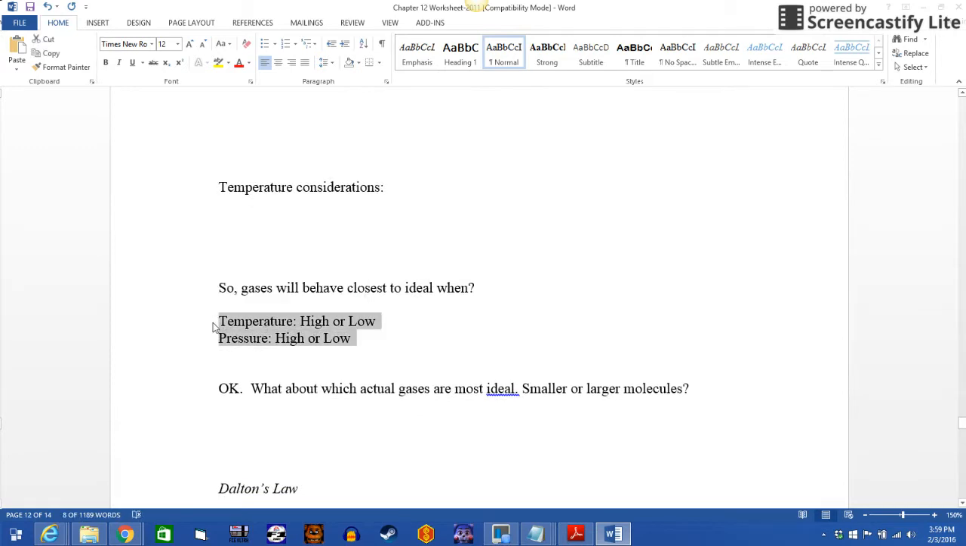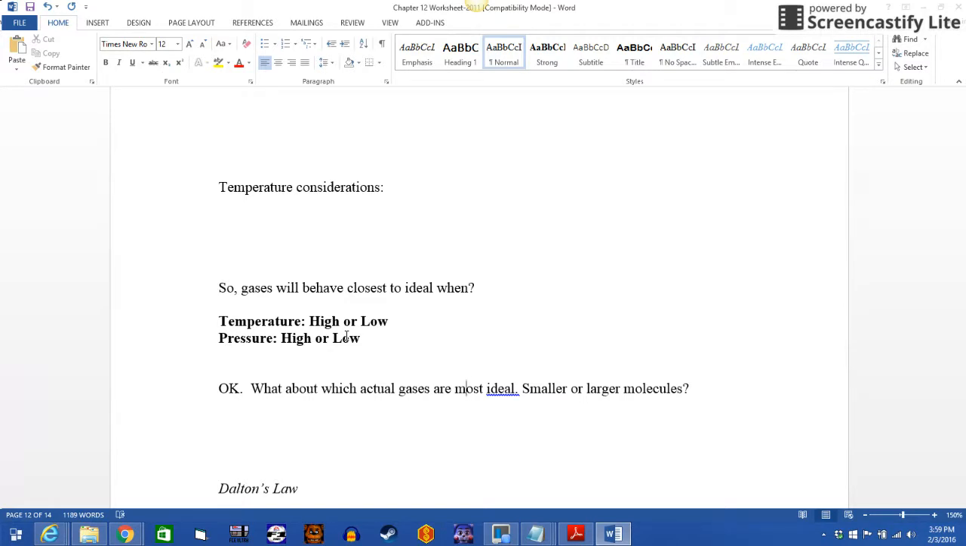So these are the things I want you to be able to write down. Should it be high or low temperature, and then high or low pressure? When will a gas behave most ideal? And for that, I need you to think about attraction. When will a gas be able to interact with other molecules? At high or low temperature, when will it have more chance to attract? Or at high or low pressure, think about how many molecules are around at high versus low pressure.